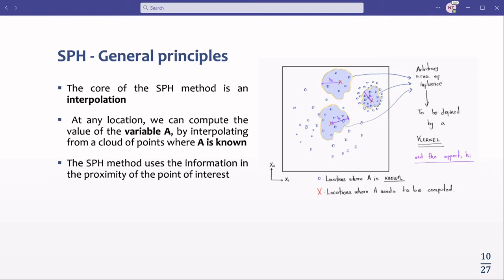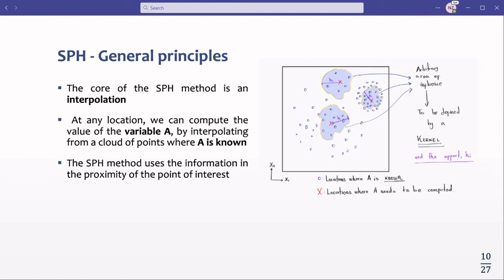So to carry on this computation, we can relate the variable A to the neighborhood, to the neighbors, to the X locations. So this sounds arbitrary, like how big the area of influence is for a particular location. But the solution to this problem is given by the kernel, that is a mathematical function that tells how the weight of each point changes inside the area, and the area is given by the support h_i that I'm going to explain.